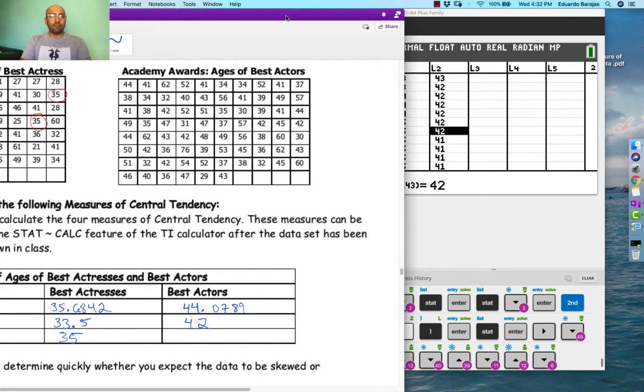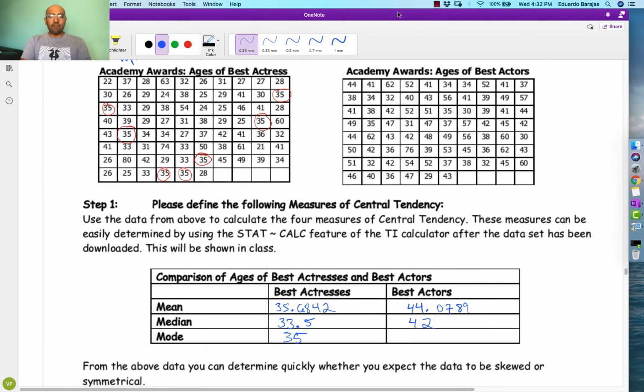Coming back over here. That means that the mode has 2 winners, 41 and 42. So we said this is bimodal data. There were 2 winners. Okay, let's spot them.